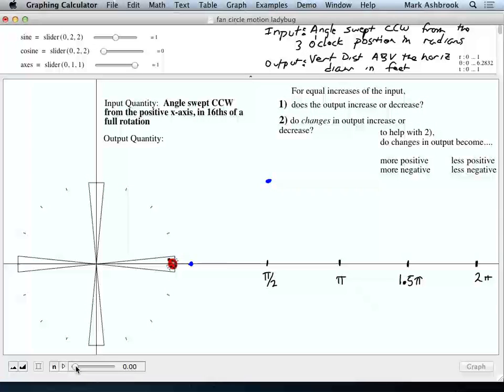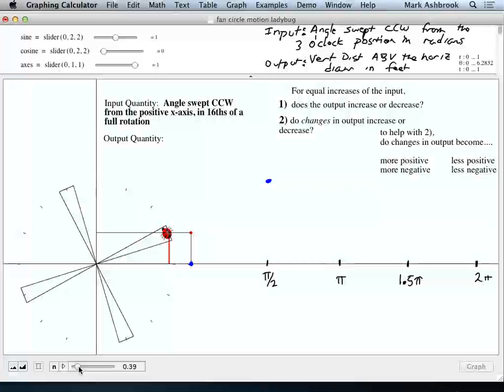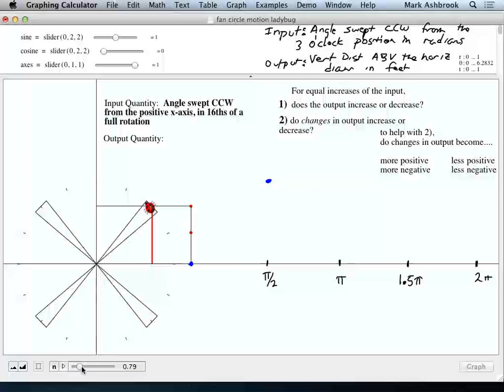So now we can look at the changes. In the first pi over 8 angle, what happens to the vertical distance? Increase or decrease? Increase. Okay, next pi over 8. What happens to the vertical distance? Increases again. Now we compare that current change with the previous change. Is it more or less positive or negative, that change, than the one before? Less positive. Our vertical distance is increasing, but the amount of change is less than the one before.